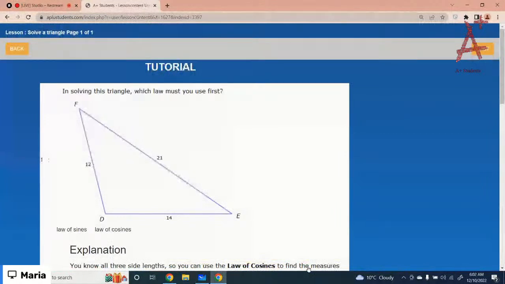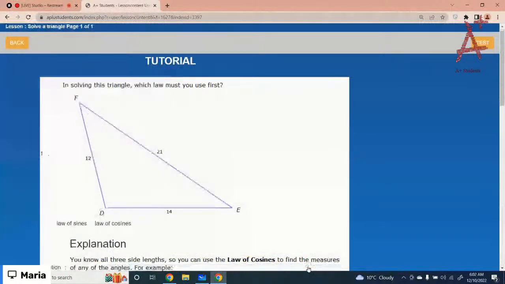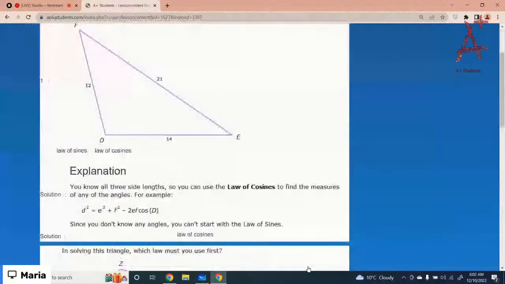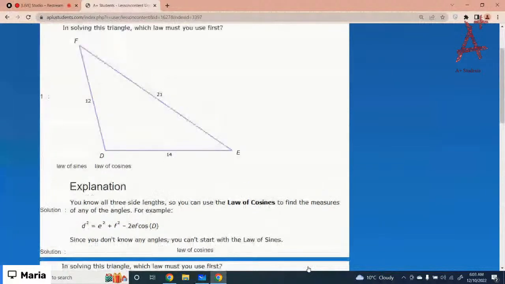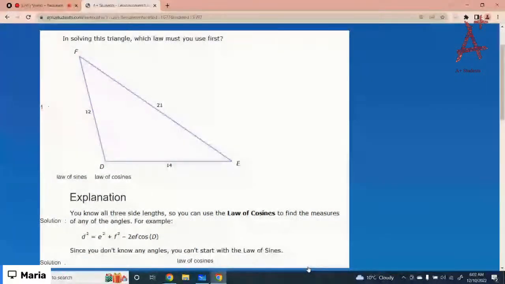Okay, so we are given the triangles. We need to see how we can solve the triangle. We have to use either the law of sines or the law of cosines. So basically we have to learn which law we must use. Got it? Like for the first one, you're given a triangle. In solving this triangle, which law must you use first?